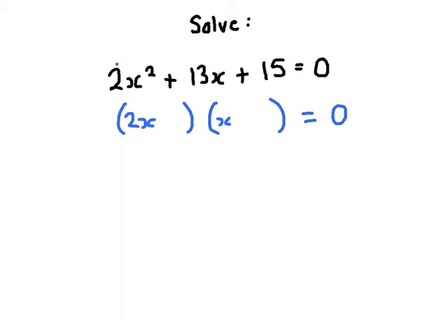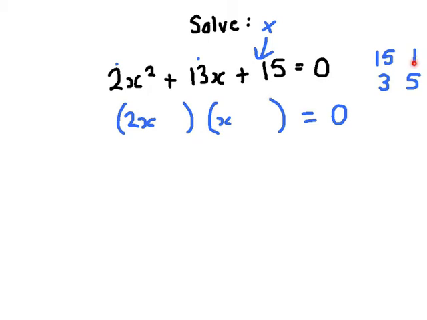And rules still apply. I'm looking for two numbers that multiply together to give me 15, but it's not so simple as just outright adding together to give me 13 this time. We do need that, but not straight away. So ways of making 15, it could be 15 and 1, and it could be 3 and 5. Now notice, because I'm going to be multiplying by 2x this time, it does make a difference which way around we put them. So I could also have the reverse of that, 1 and 15.